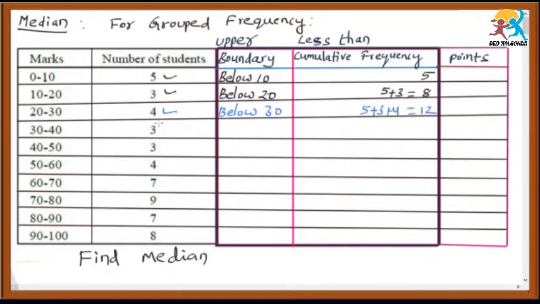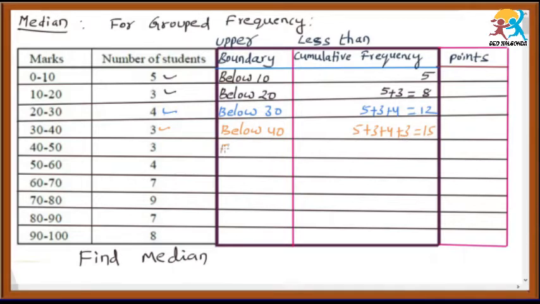And for the next class interval 30 to 40, we have to find out the number of students who got below 40. So for 40, what should we do? These 5 students are below 40 and these 3 students are also below 40 and these 4 students also below 40 and these 3 students are also below 40. So we have to add all the frequencies, 5 plus 3 plus 4 plus 3, that is equal to, up to here it is 12 and extra 3, so we get 15.